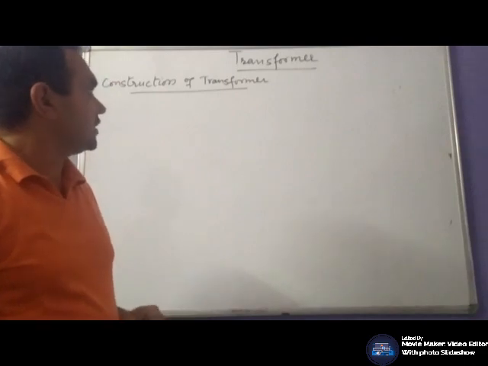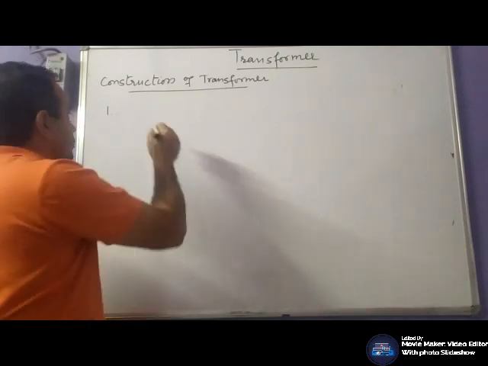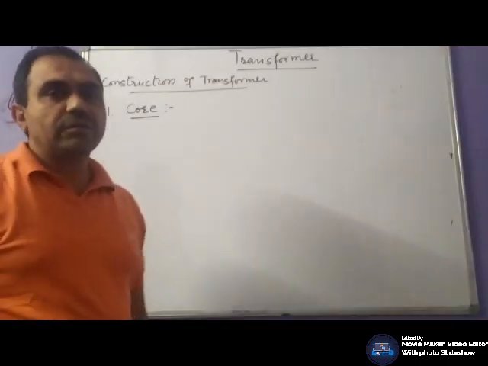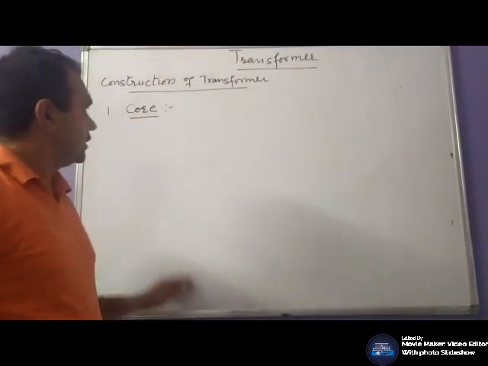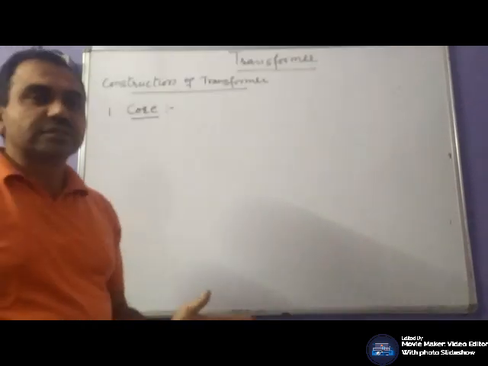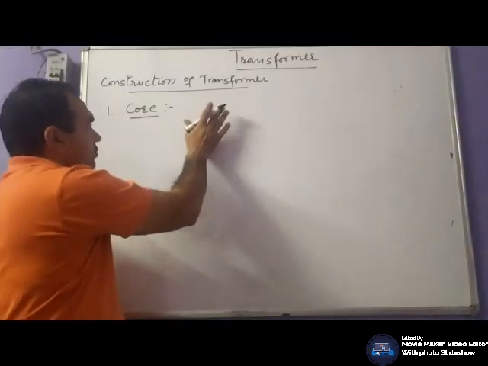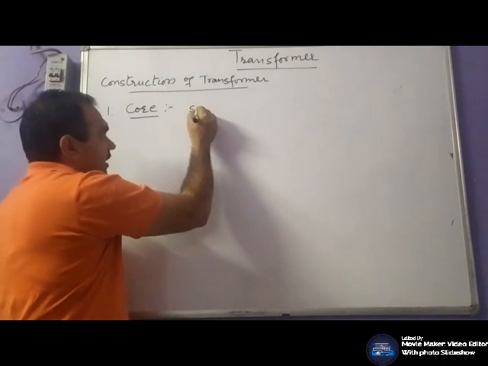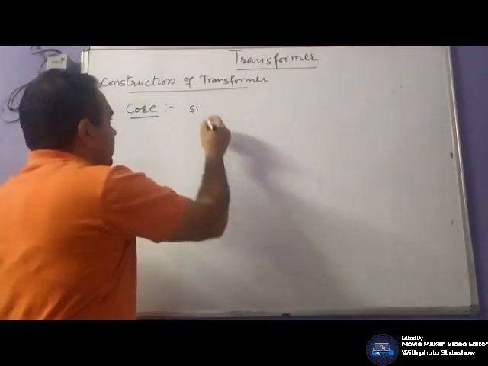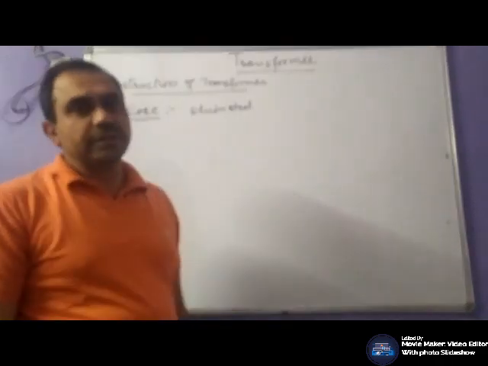In the transformer construction, the first main part is the transformer core. That is the magnetic material. The core of the transformer is an important one. On the basis of its core construction, it is divided into two types. We will discuss it. The core is generally made up of magnetic material having a lower hysteresis loss. So generally, silicon steel is being used as a core material.